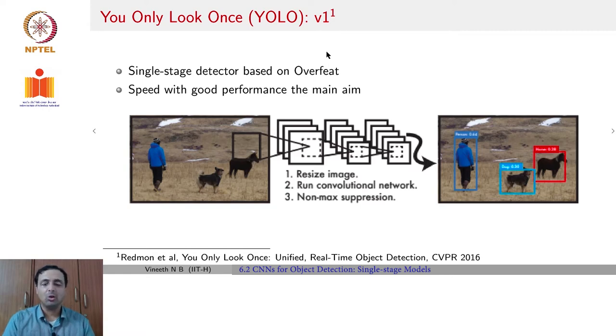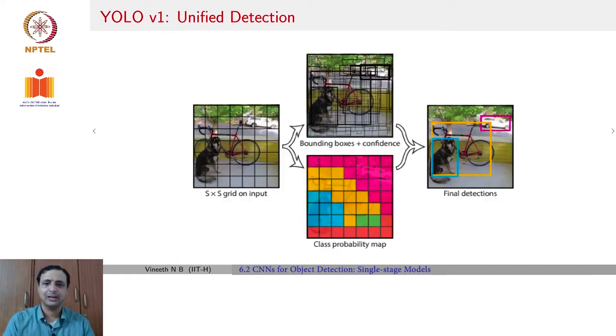You could say that all these single stage detectors are loosely based on OverFeat. They all use only convolutional layers, no fully connected layers, and speed along with good performance is the main aim. So the high level pipeline is you resize an image, you run a convolutional network, you get a set of outputs, then you do non-max suppression to identify your final bounding boxes. Let's see it in more detail.